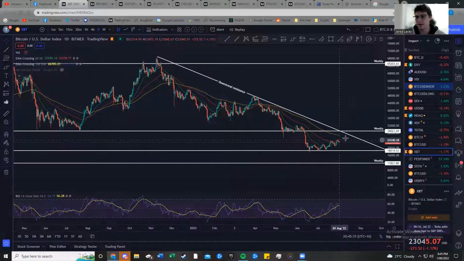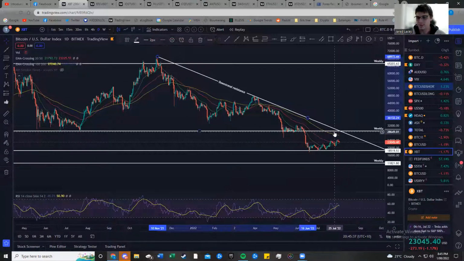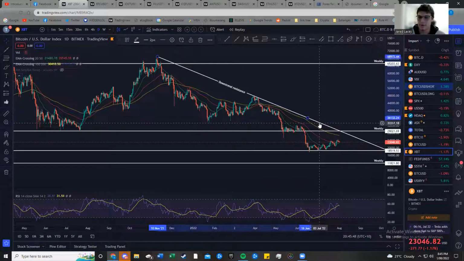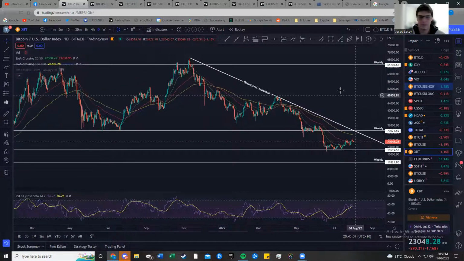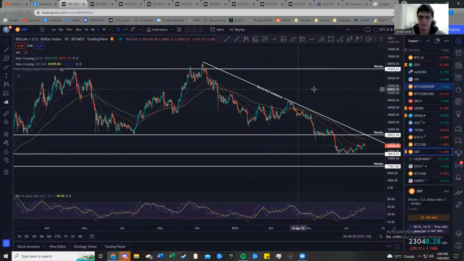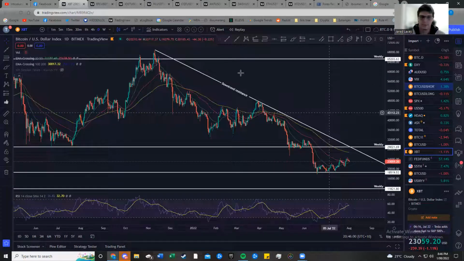It's very likely that either this level or this level, if we manage to make it up to 29K, will see us head back down, even to this other weekly level down here at 12K. It's very likely. But until this downtrend resistance is broken, that's what I'm guessing is going to happen. Let me just do a little bit more analysis here.